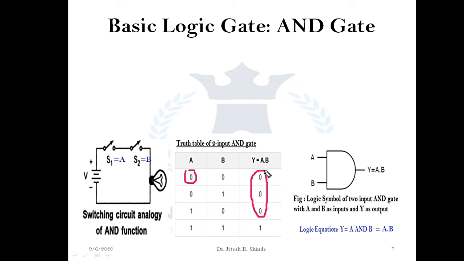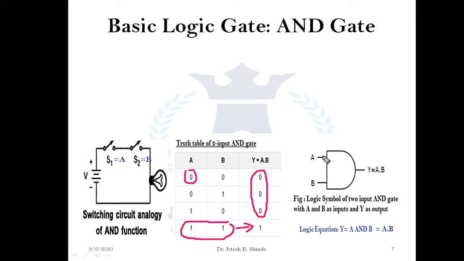If all the switches are closed, if both the switches are closed, meaning all the inputs are equal to 1, then the output of the AND gate will be equal to 1. So from the truth table we can conclude that the AND gate will generate the output equal to 1 only when all the inputs are equal to 1. If any one of the inputs is equal to logic 0, the output will be equal to 0.